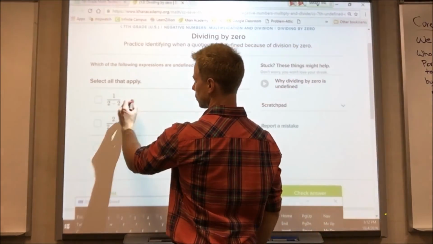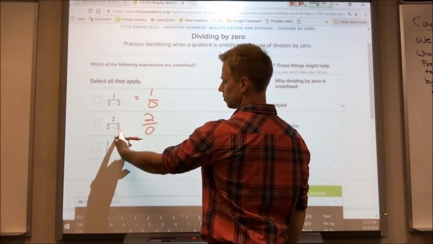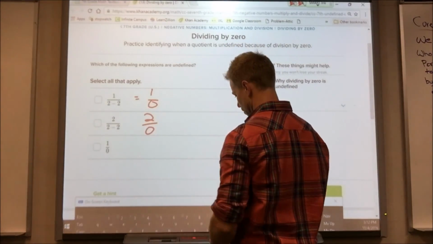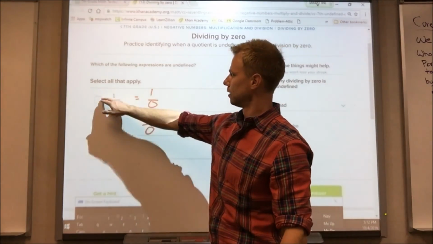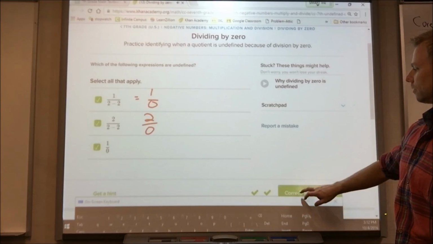All right, same thing here. This one gives me 1 over 0. This one gives me 2 over 0. 2 minus 2 is 0. And that one has 0 on the bottom already. So all three of these are undefined, dividing by 0.